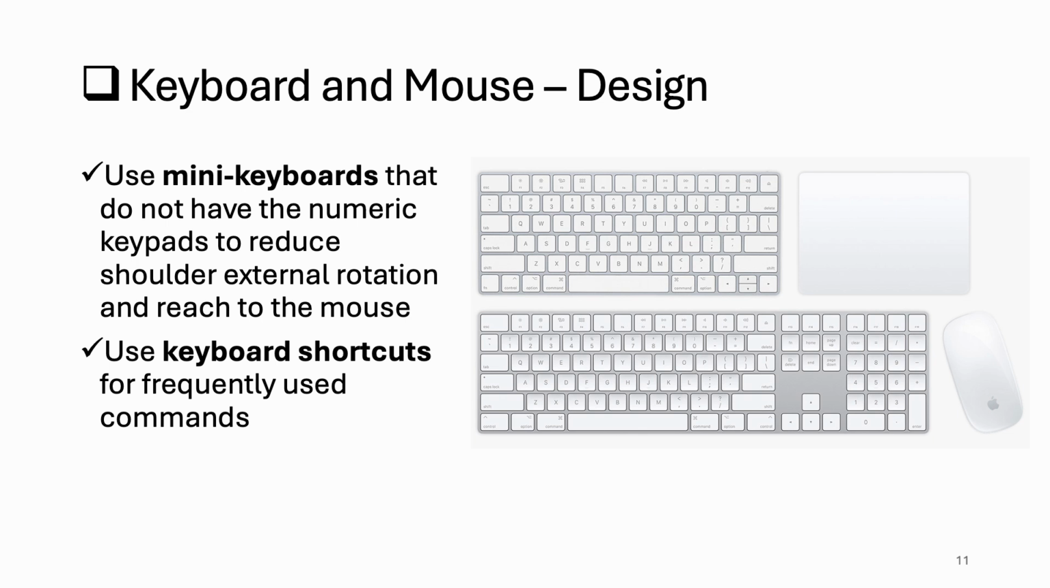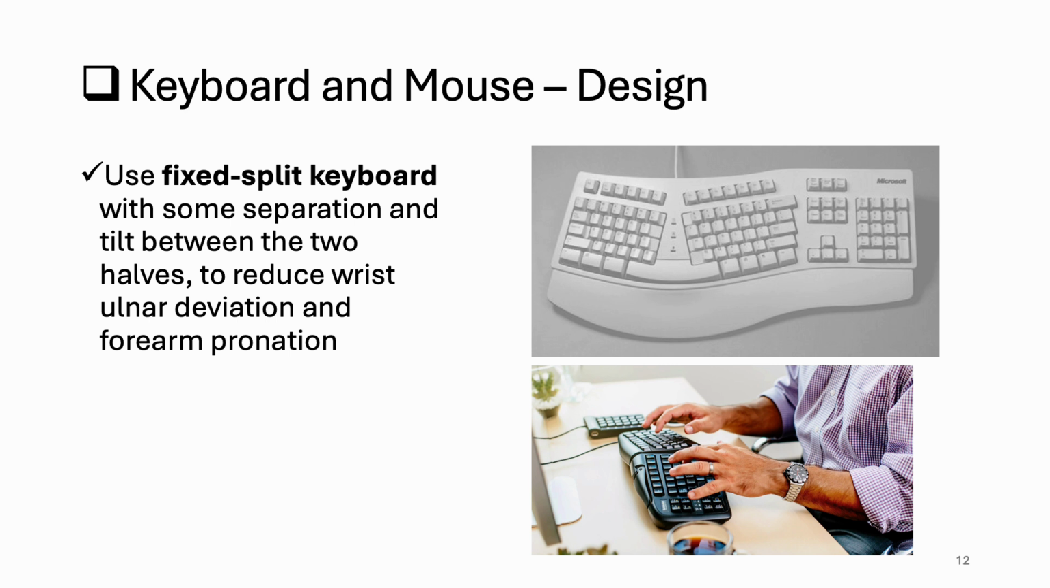In addition, keyboards that do not have the numeric keypad, such as mini keyboards, can also be used to reduce shoulder external rotation and reach to the mouse. Keyboard shortcuts can also be used for frequently used commands for the same reason. Other options include fixed split keyboards, which are keyboards with separation and tilt between the two halves. This type of keyboard can be used to reduce wrist ulnar deviation and forearm pronation.